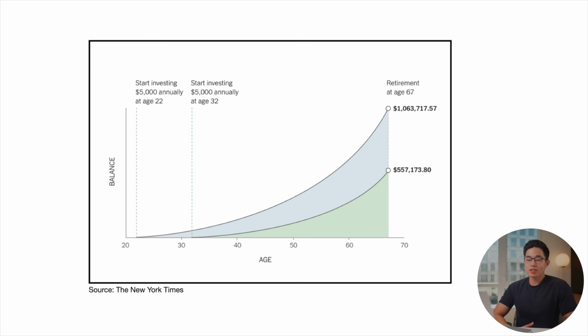If you look at this chart, it's just really going to show you why you need to start investing as early as possible. So if you start investing $5,000 annually at age 22 and compare that to investing $5,000 annually at the age of 32, so a difference of 10 years, you can see that when you retire at age 67, the person that starts at age 22 is going to have $1.063 million to be exact, compared to $557,000 for the person that started investing just 10 years later. So those 10 years actually allow us to double our money at retirement.